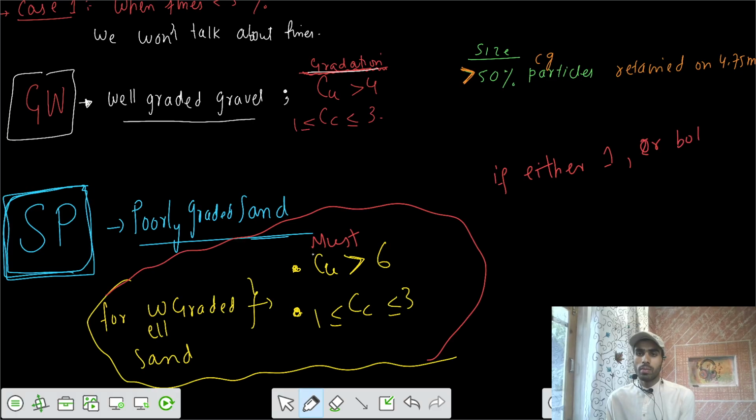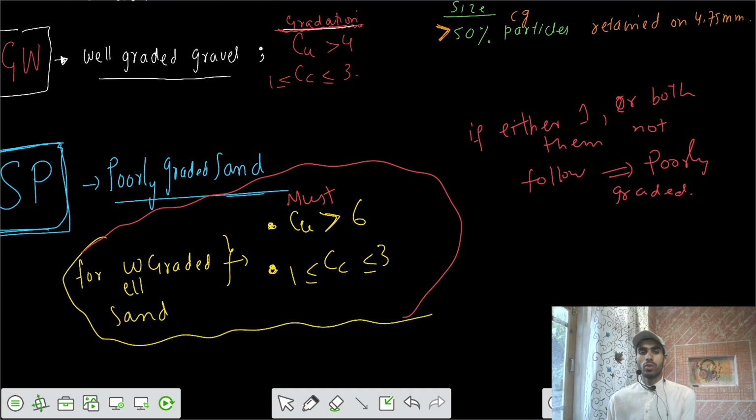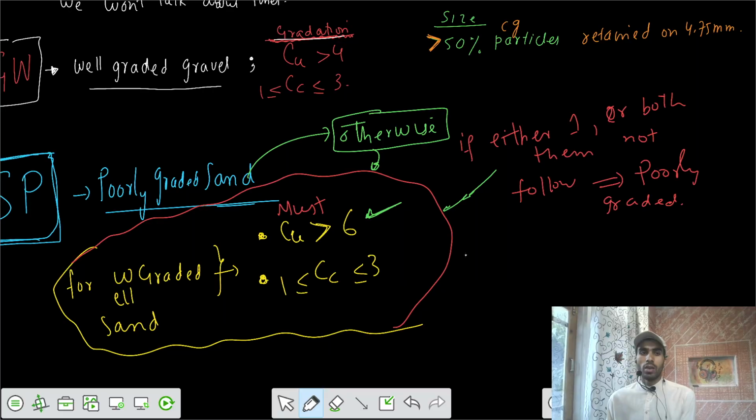If either one of them or both of them are not followed, that means your soil is poorly graded. If your CU is less than 6, your soil is poorly graded. So we can write the gradation as otherwise compared to this must condition. That poorly graded case is over.